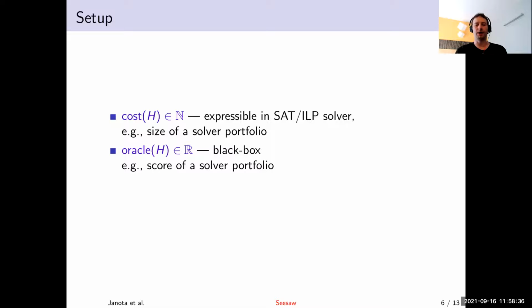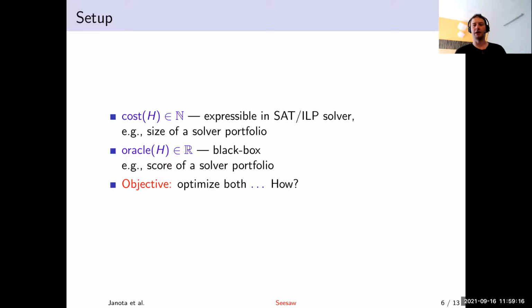Okay, and the main difference between these two functions is that the cost can be encoded into, let's say, a SAT solver or an ILP solver, whereas the oracle is black box. Okay, so now we have these two functions, but how do we optimize for two functions? This is a well-known problem. It's not as simple as just minimizing one function where it's clear that the objective is to minimize a function. But what about two functions?